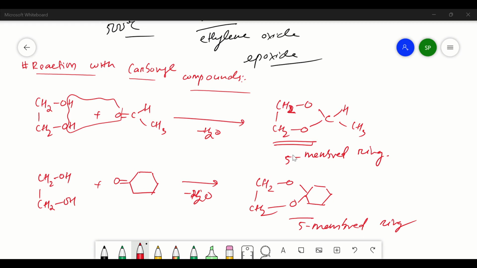Okay, there is one important name reaction, that is the pinacol-pinacolone rearrangement. First we will see pinacol, then we will see the pinacol-pinacolone rearrangement. After this rearrangement, we will move to the phenol part. Okay.